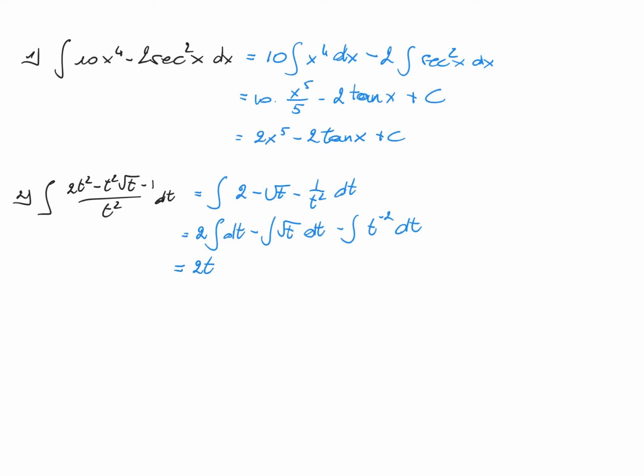The root of t is t to the power 1/2, so it is t to the power 3 over 2 divided by 3 over 2. And then for the final term, this is minus t to the power minus 1 divided by minus 1 plus your constant. So it is 2t minus 2 over 3 t to the power 3 over 2 plus t to the power minus 1 plus a constant.